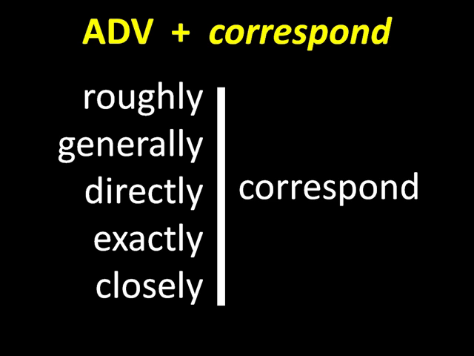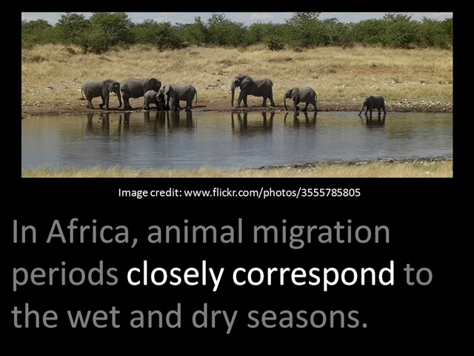And here's one more example that includes another of these adverb collocations. In Africa, animal migration periods closely correspond to the wet and dry seasons. So in other words, the times when animals move from one place to another are closely related to the times when water is available or not available in a particular place. Exactly. We could also say animal migration patterns correspond closely to patterns of water availability. Got it. This seems like a useful word.